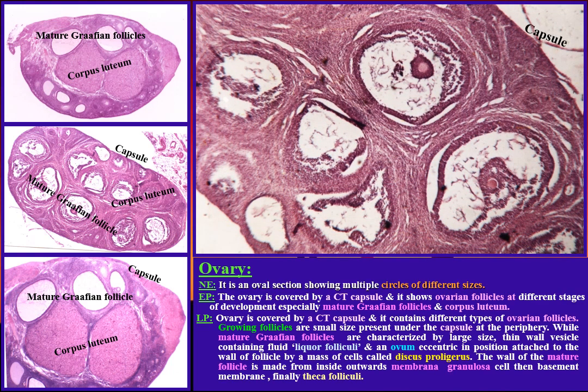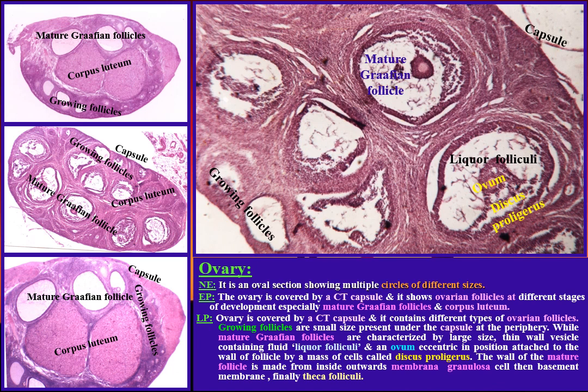By low power, the ovary is covered by a connective tissue capsule and it contains different types of ovarian follicles. Growing follicles are small-sized, present under the capsule at the periphery, while mature Graafian follicles are characterized by large-sized, thin-walled vesicles containing fluid liquor folliculi, and an ovum eccentric in position attached to the wall of the mature Graafian follicle by a mass of cells called the discus proligerus.